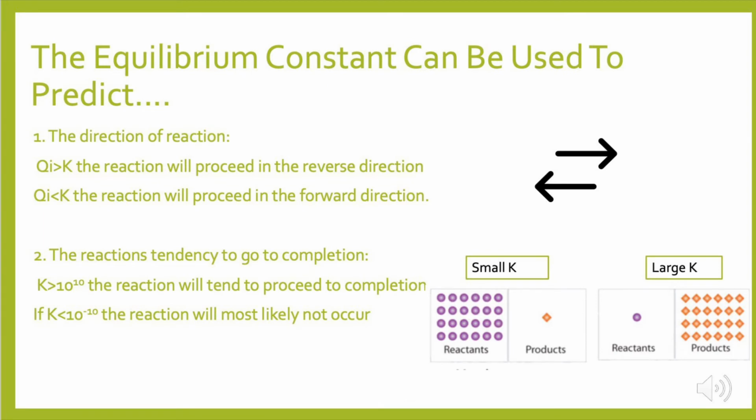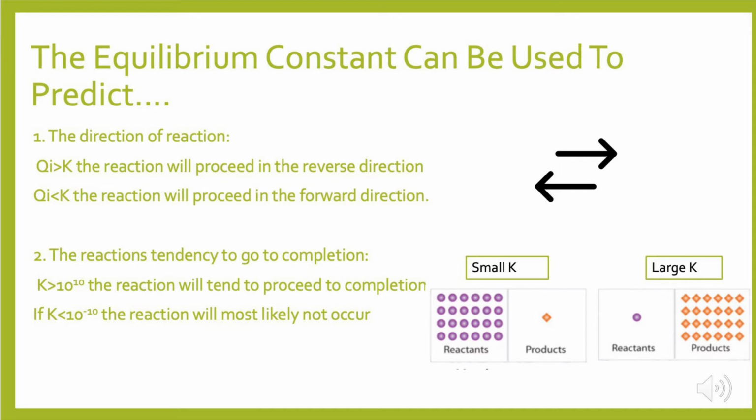We can further expand from what we just talked about and use it to predict the direction of a reaction. For this, we will need to compare the value of K with the value of Qi, the initial reaction quotient. Once we obtain our K value, we can use the same formula for Qi and plug in the initial concentrations of products and reactants. If Qi is greater than K, the reaction will occur in the reverse direction. If Qi is less than K, the reaction will proceed in the forward direction.